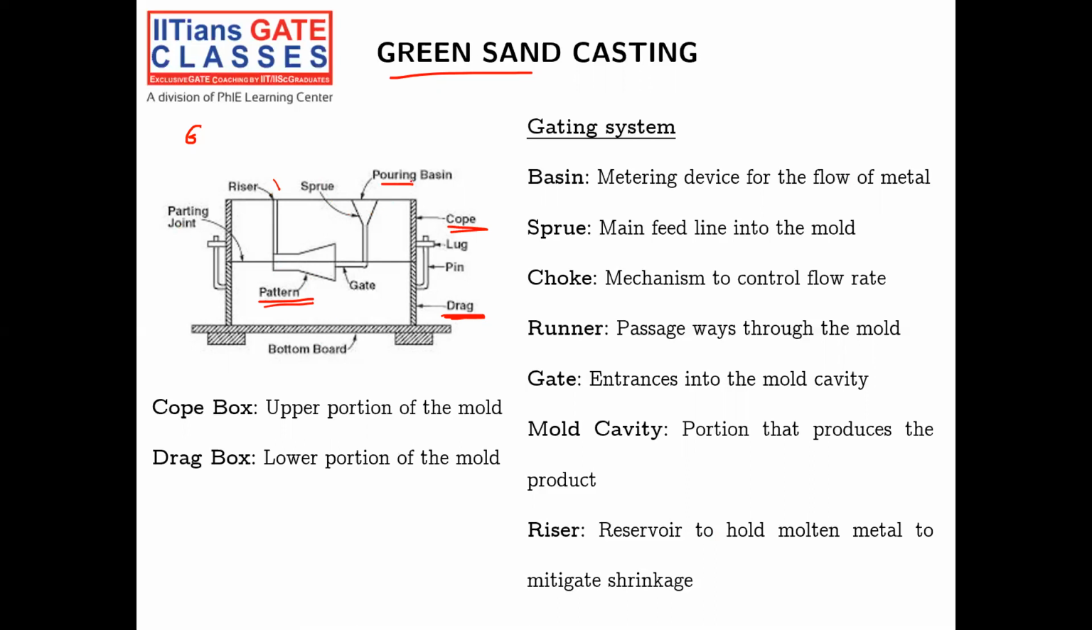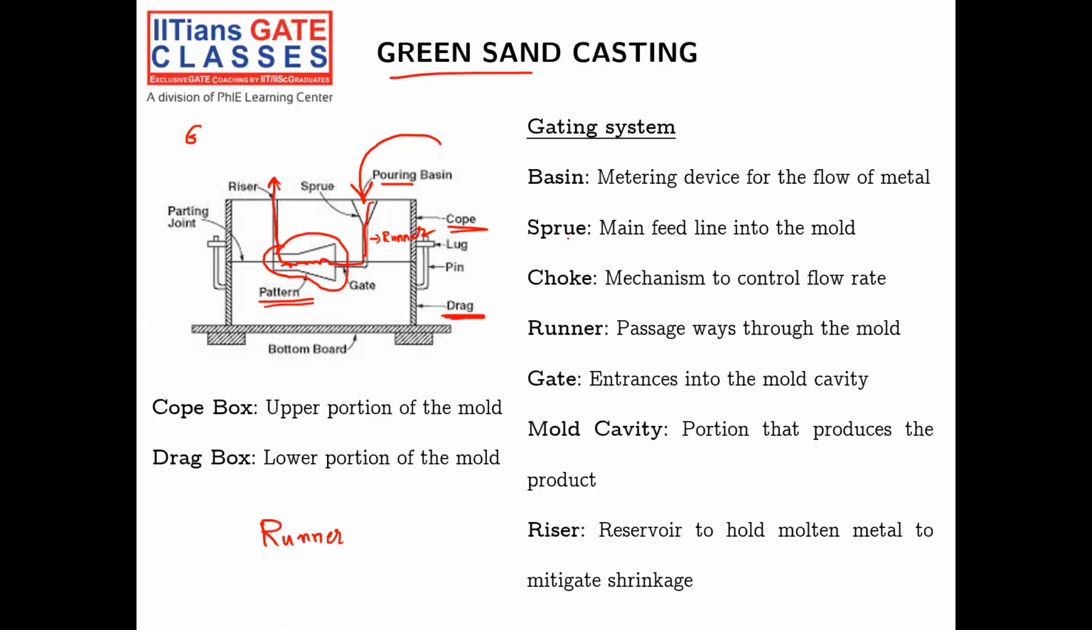So what happens is you pour the material into the pouring basin, then it travels through the runner. It passes through the gate, and it enters the mold cavity because this pattern is removed, and then it will rise through the riser. This is how the metal flows. The useful part is only here, and these are all called gating elements, but they are very important for our casting procedures. The pouring basin is a metering device for the flow of metal, so how much material you're pouring is measured by using this pouring basin.